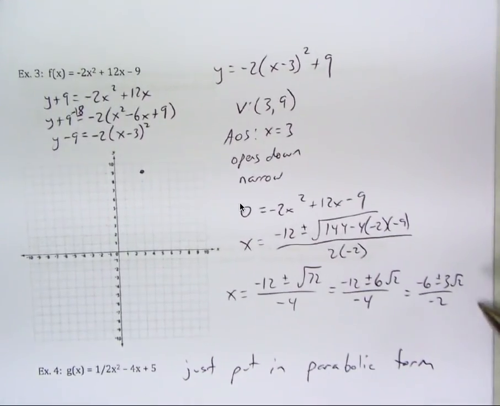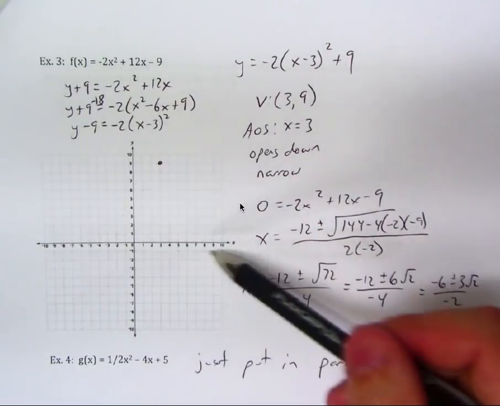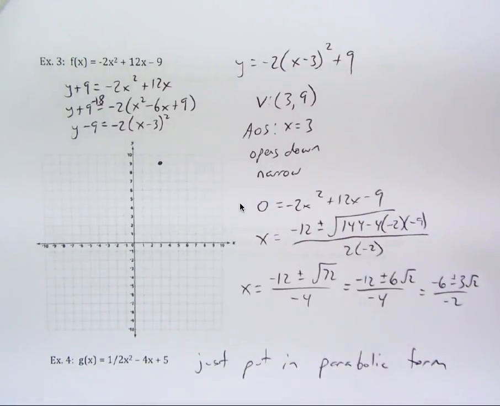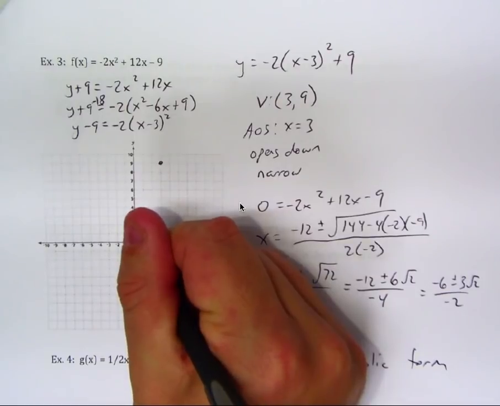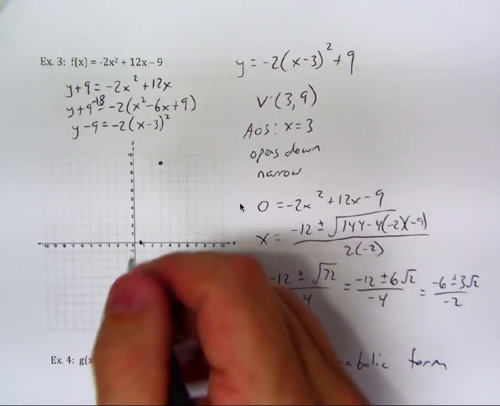So these are the exact x-intercepts. If the question asks for that, I want the exact x-intercepts. However, if you're going to plot these on the x-axis, you need to know where these are. So enter them in your calculator. You don't need to show it, but I'm going to do negative 6 plus 3 radical 2 divided by negative 2, and I get about 0.88. And then negative 6 minus 3 radical 2 divided by negative 2, and I get about 5.12.